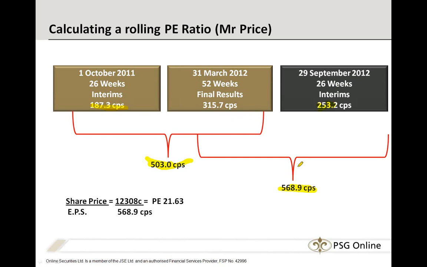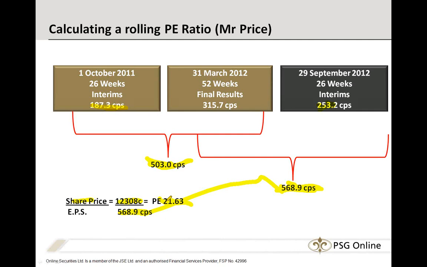We add the two together, and this gives us a more realistic value to work on. Okay, this is how we calculate a rolling PE. You compare one number to another number. So in this situation, to calculate the price earnings multiple, the PE ratio, the share price, this is based on yesterday's close, was 123.08, and our last earnings we had calculated from that there was 568.9. So divide that, and that's how we get a current PE.